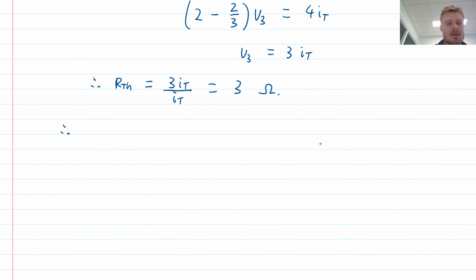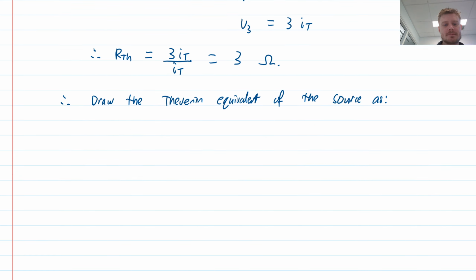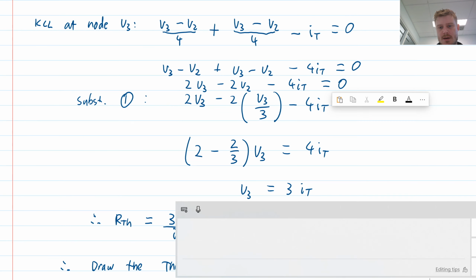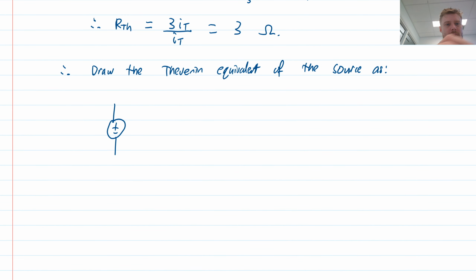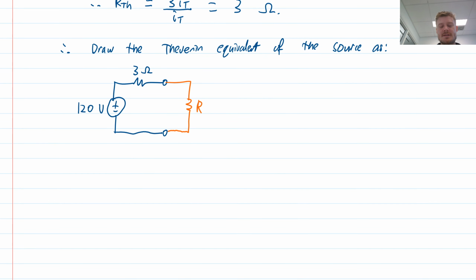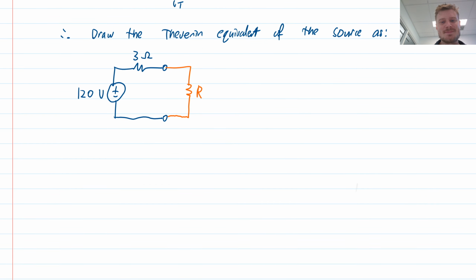So therefore we can draw the Thevenin equivalent of the source as the following. So there is an ideal source which has a voltage, remember, of 120 volts through a series resistance of 3 ohms. So that is our source. And then we can connect our load to that. And here is our resistance R for our load. This is now the simplified version of the circuit that we're trying to analyze. So I'm sure you agree this one's much nicer.